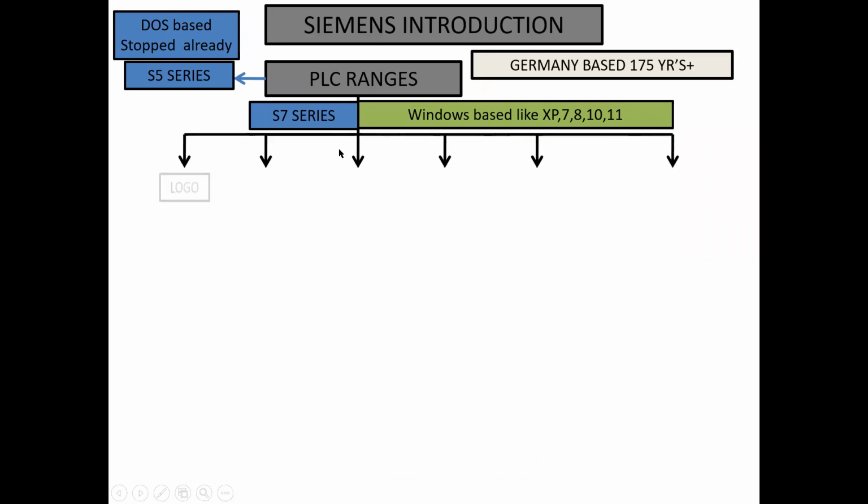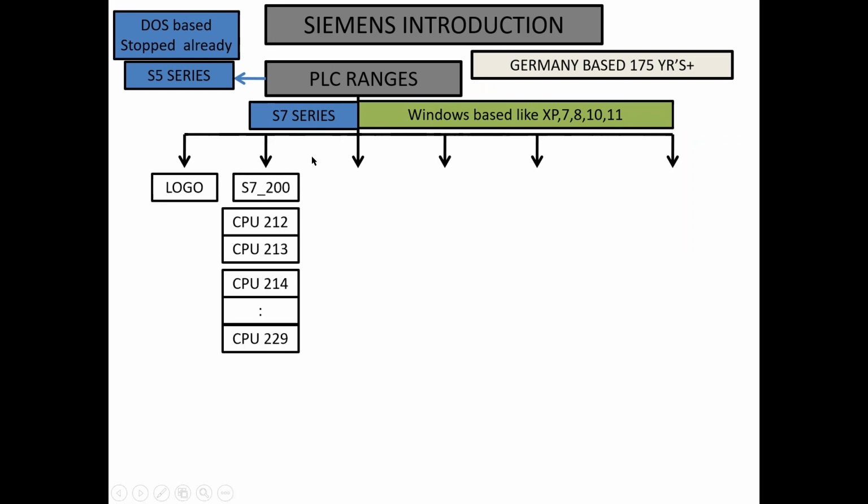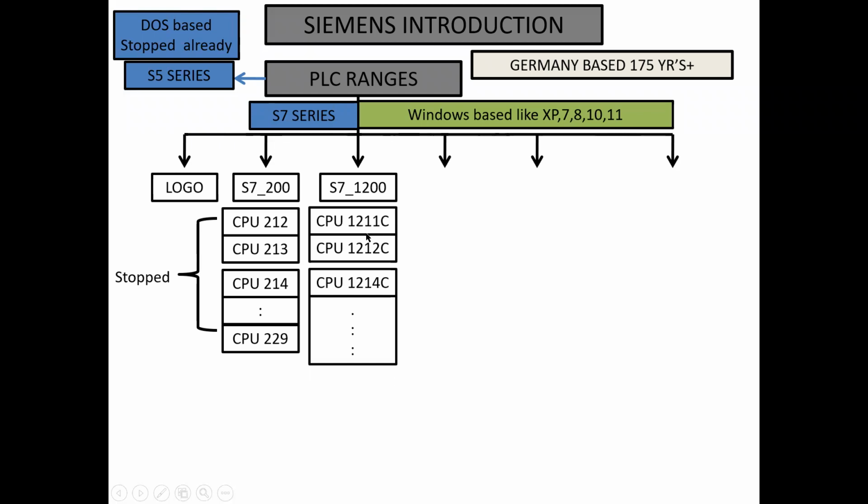In the S7 series, we have different controllers: Logo, S7 200. In this 200 again we have some CPU types, but these are also stopped these days. Siemens has launched the upgraded version of this 200 as the 1200. Now in the 1200 also we have different series: 1211C, 1212C, 1214C like that.